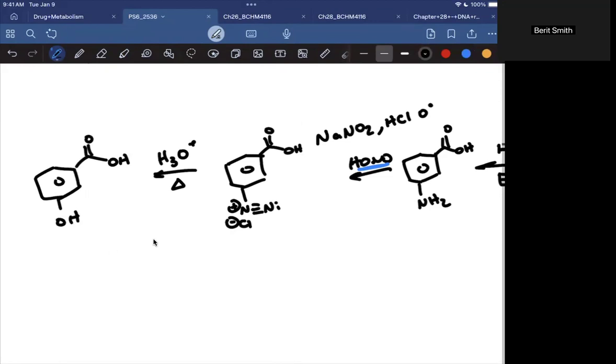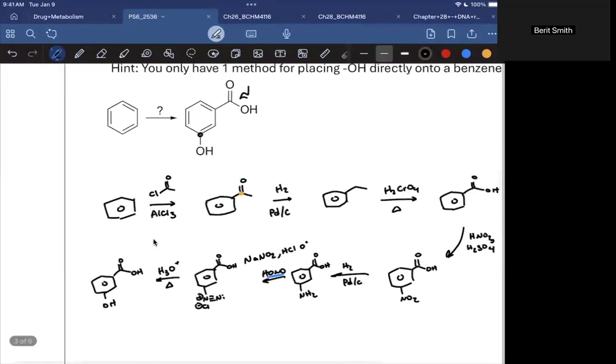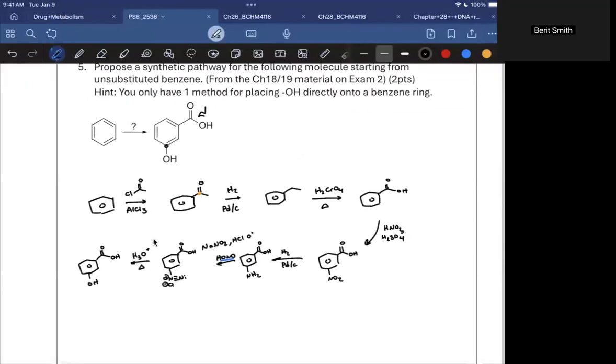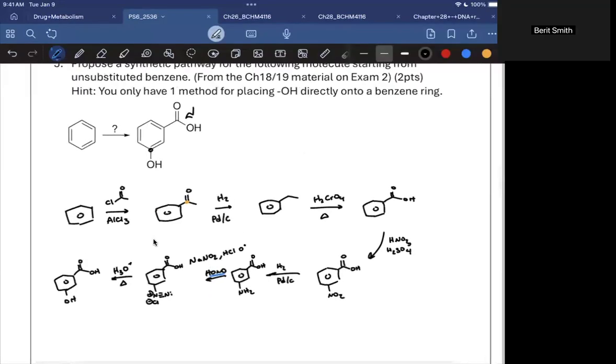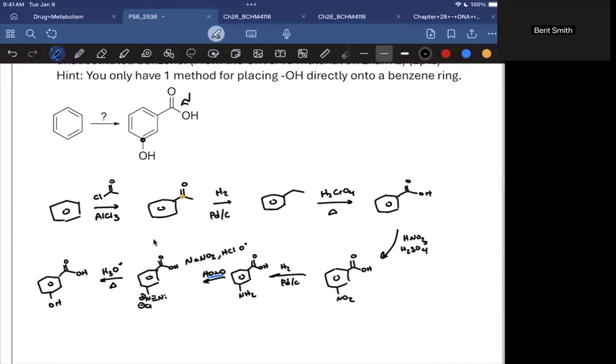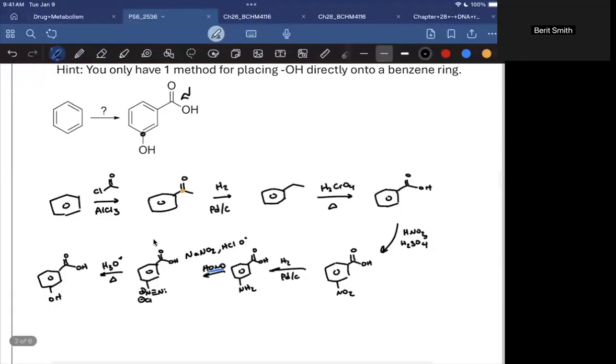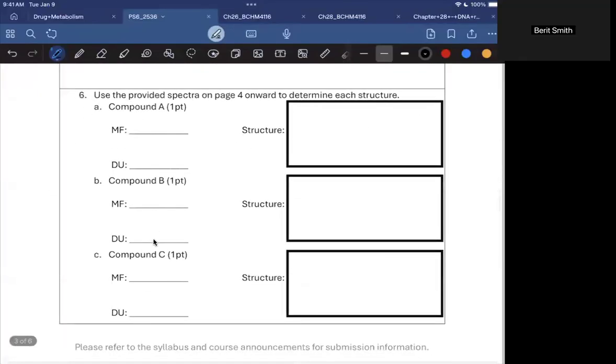All right. And there we go. Obviously, there's multiple ways to do this. Most synthesis, you can do it in a few different ways. This way just seems the most logical to me, but that doesn't mean there's another way you could do it that's wrong. As long as you follow all the reactions, you follow all the correct rules and everything, there's multiple ways to do this.